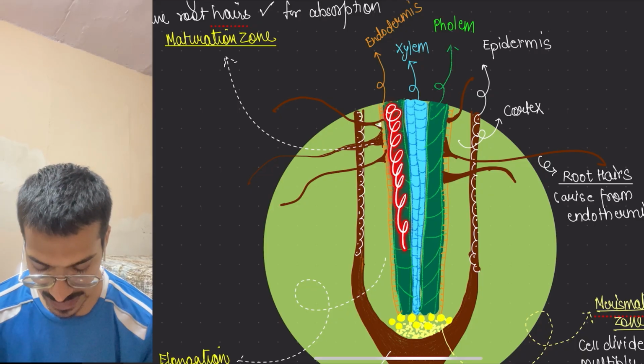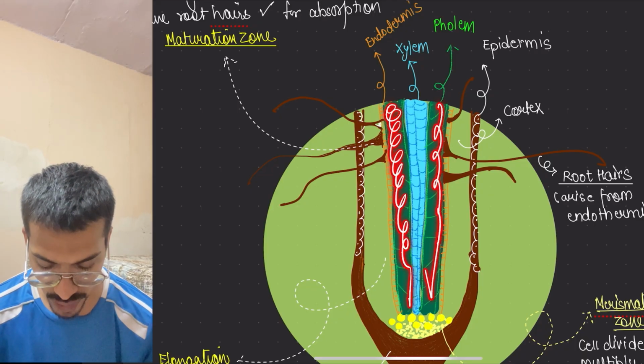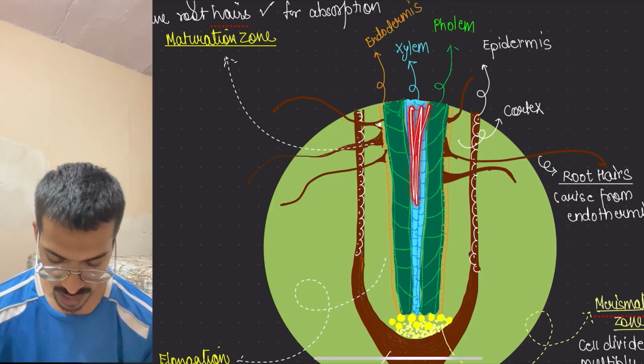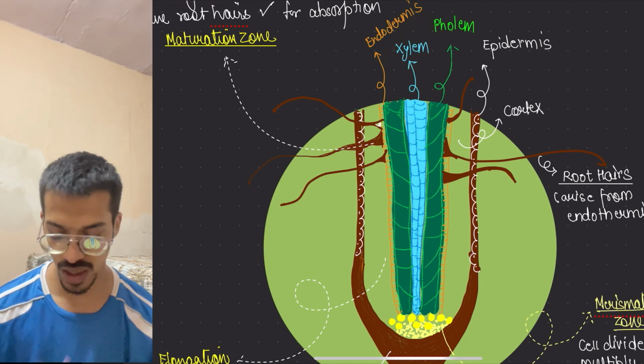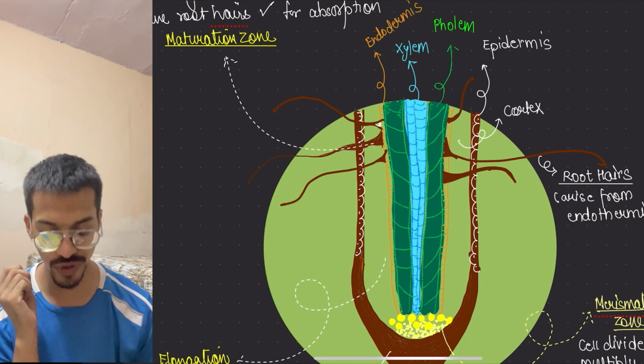Then we have this green color thing. Green color is what? Food containing thing, meaning phloem. And in the center we have what? Xylem present. Understood? This is how the morphology is there.